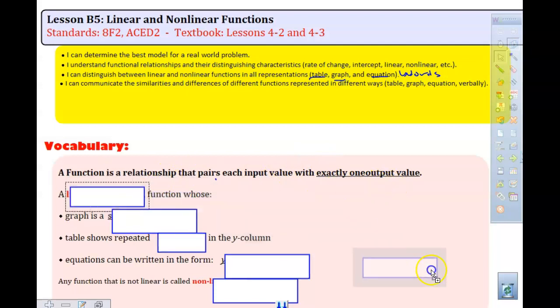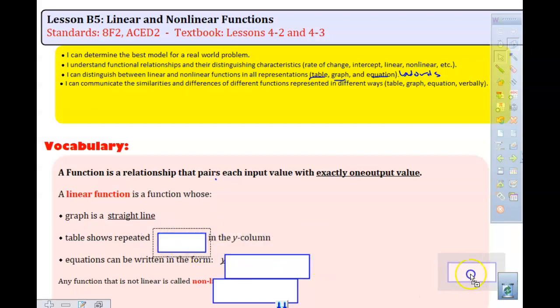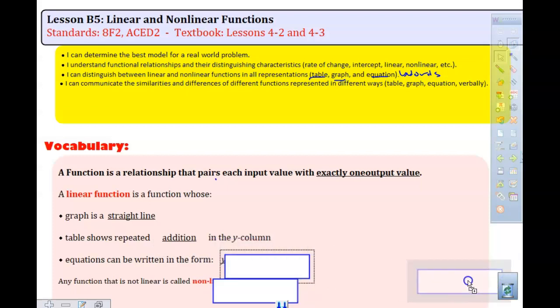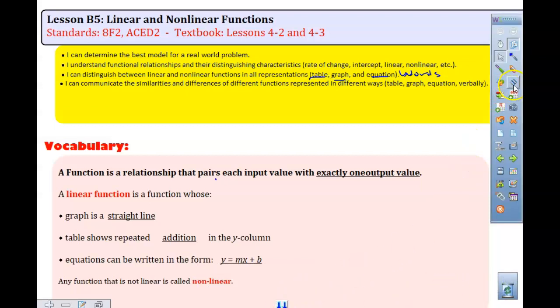When we talk about our different functions that we've been talking about, a linear function is one who, when we take a look at the graph, is going to be a straight line. The table is going to show repeated addition or subtraction. The equation is going to be y equals mx plus b, where it's our rate of change plus our initial point. And if any function is not linear, it is called nonlinear.